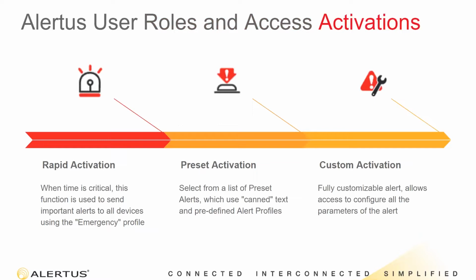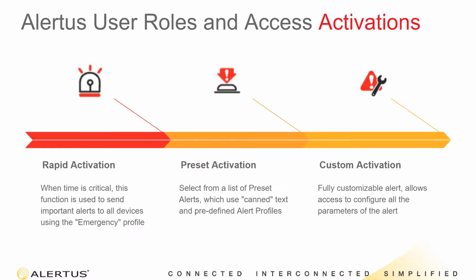The Alertus system also provides different activation types to dispatch alert notifications. Your access to activation types may differ depending on your role and access rights. As a dispatcher user, you may have access to rapid activation, preset activations, and custom activations. For rapid alerts, these have the most details already pre-configured. All you have to do is enter or select the message text and confirm the activation.